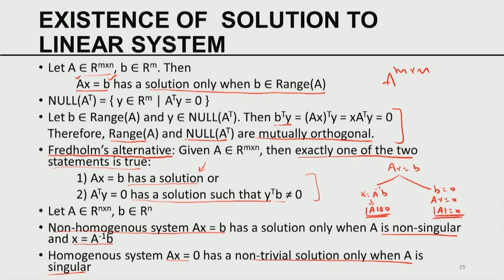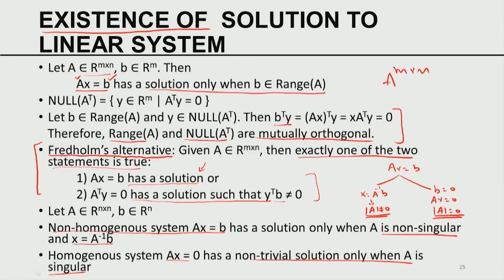differences. So a homogeneous system has a non-trivial solution when the matrix A is singular. A non-homogeneous system has a solution when the matrix is non-singular. And these two are consequences of the fundamental property called Fredholm's alternative. And these two together provide the condition for the existence of solutions of a linear system. I am not going to prove the uniqueness. If the matrix A is non-singular, for Ax is equal to B, not only does the solution exist, we can also show the solution is unique.